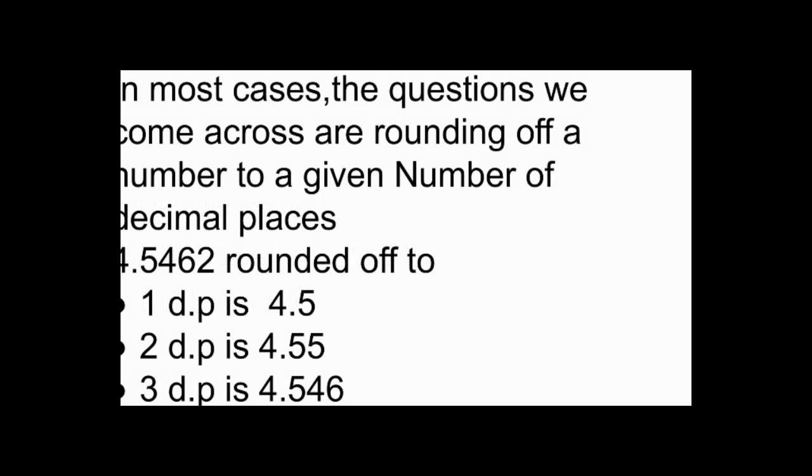So in most cases, the questions we come across are rounding off a number to a given number of decimal places. For example, if you are told to round off 4.5462 to one decimal place, then you just check the first decimal place, realize that it's a 5, and the lower number after it is 4. So 4 cannot be used to round up 5 to another number. Therefore, we ignore it and we write our answer as 4.5. To two decimal places, again, we count 5 and 4.